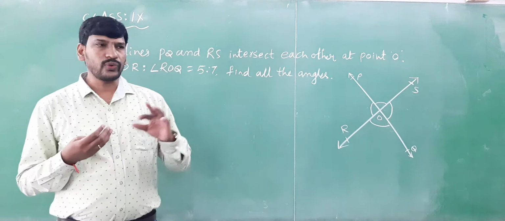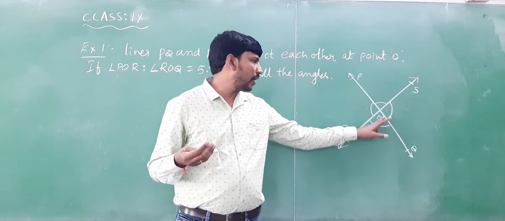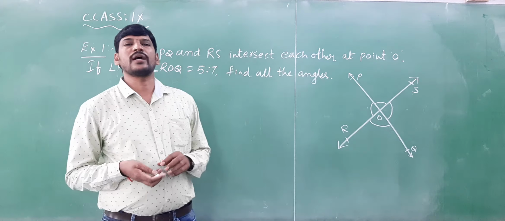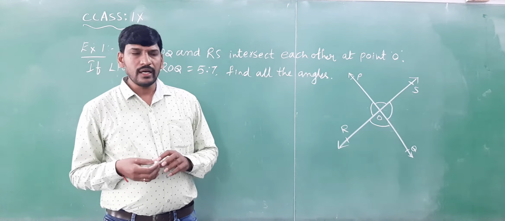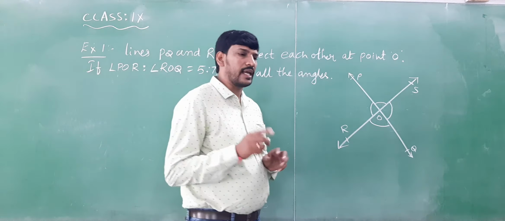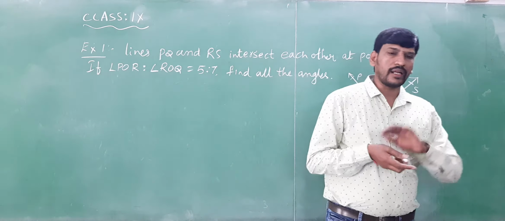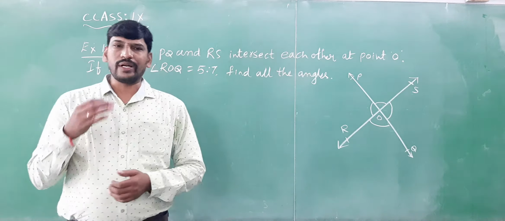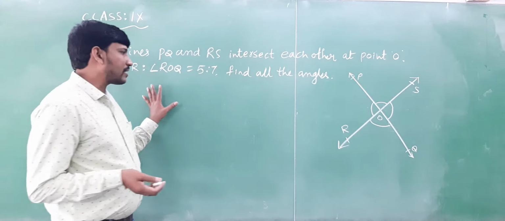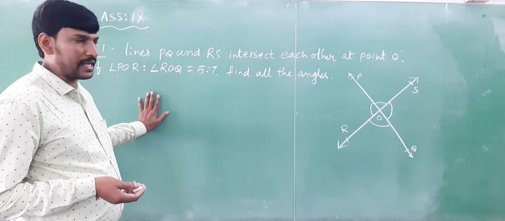That is, if two lines are intersecting each other at one point, then the vertically opposite angles are equal. Already we learned this in previous classes also. Now, based on that we discussed one theorem. Today we will discuss some problems on lines and angles.